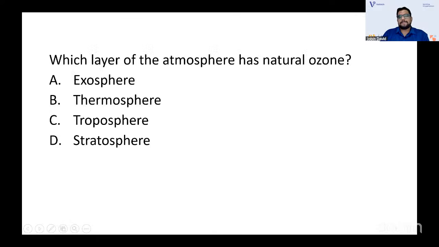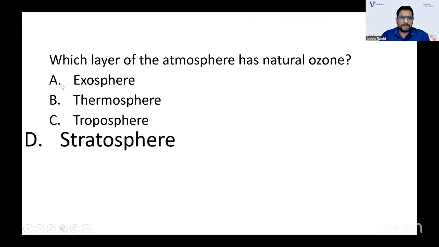Yeah, it's a question from people, development, and environment. Which layer of the atmosphere has natural ozone? Exosphere, thermosphere, troposphere, or stratosphere. The layers of the atmosphere are very important. So in which layer of the atmosphere is the natural ozone? Is it exosphere? Is it thermosphere? Is it troposphere? Or is it stratosphere? The options. Yes, the answer is stratosphere. Very good. I can see some right answers here. Stratosphere. Next one.